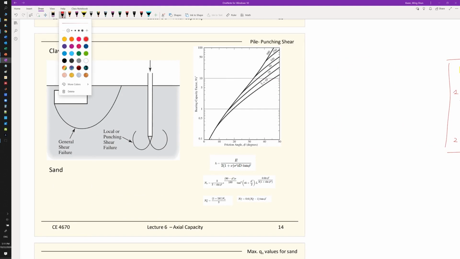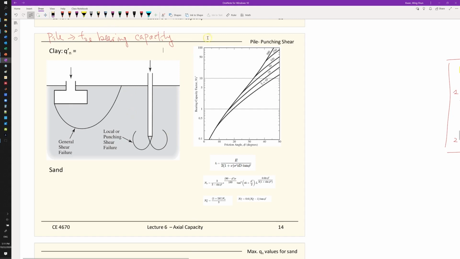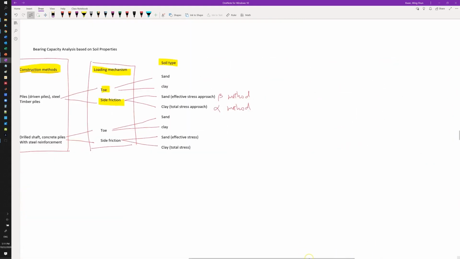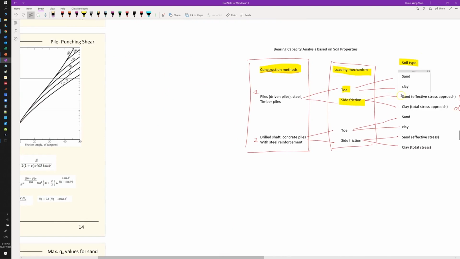So we have piles here, and then we look at the toe bearing capacity. So what we are working on is, again, if I may, go back to this flow chart. We are looking at the piles, and we are looking at the toe, and then we look at the clay, and then we look at the sand. So for this slide, we start with the driven piles. We are looking at the toe, and we start with the clay.